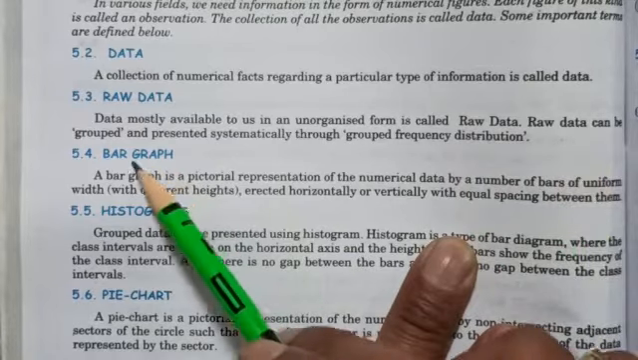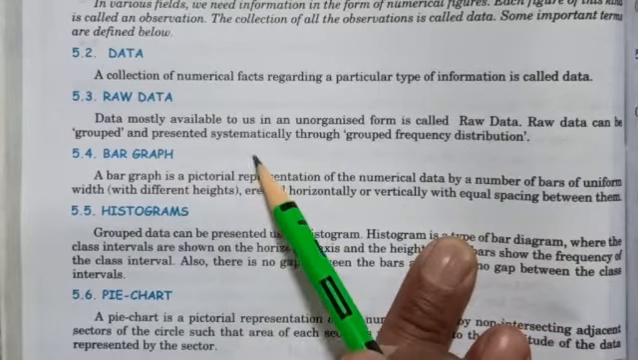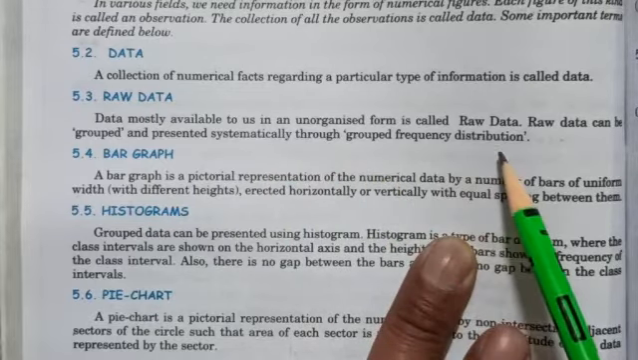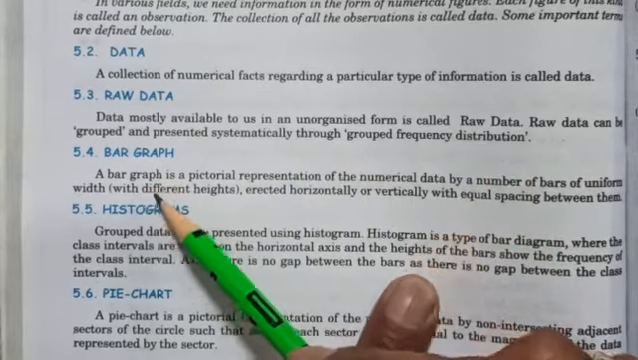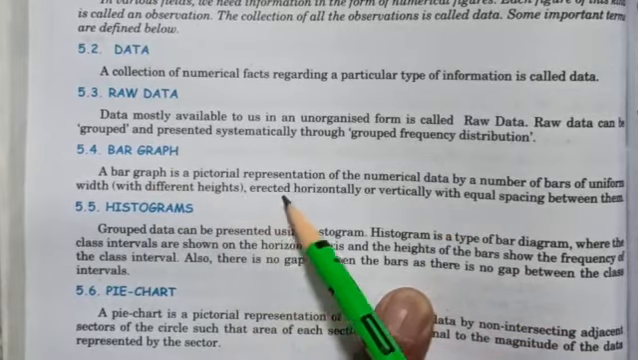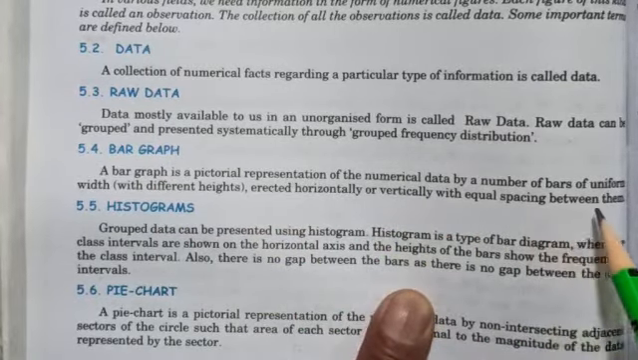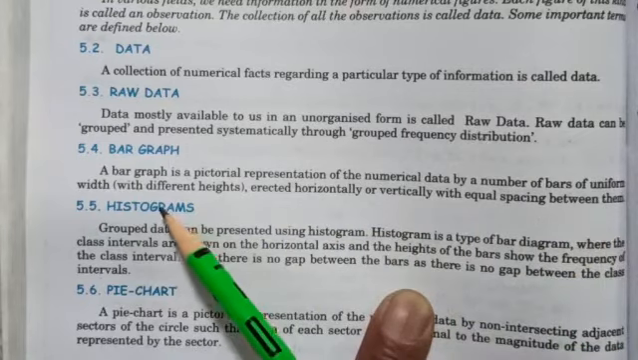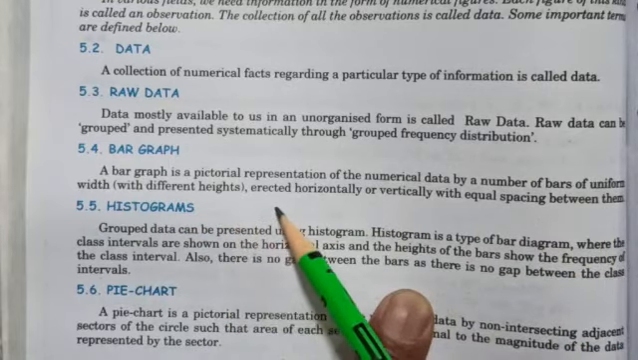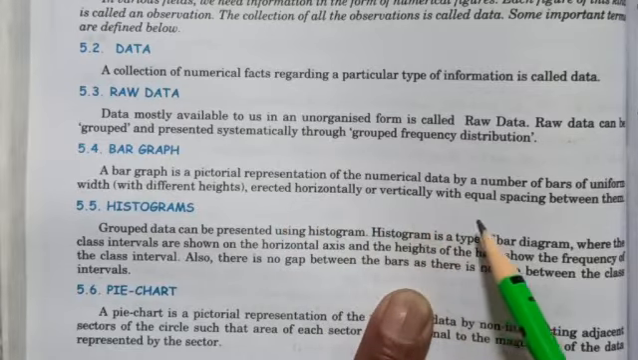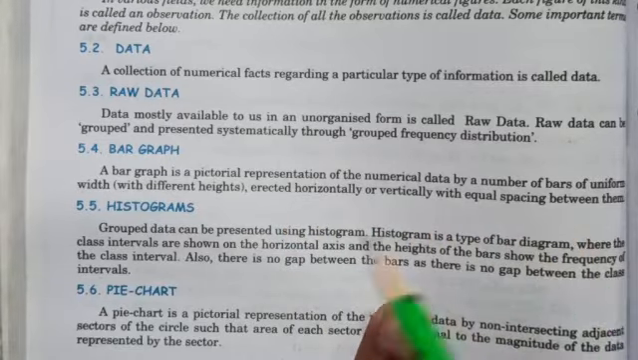Raw data can be grouped and presented systematically through group frequency distribution. Bar graph. A bar graph is a pictorial representation of the numerical data by a number of bars, of uniform widths with different heights, erected horizontally or vertically with equal spacing between them.